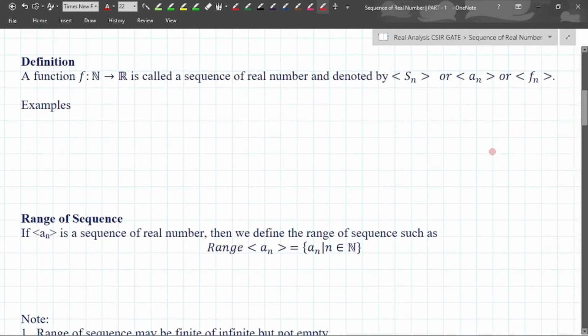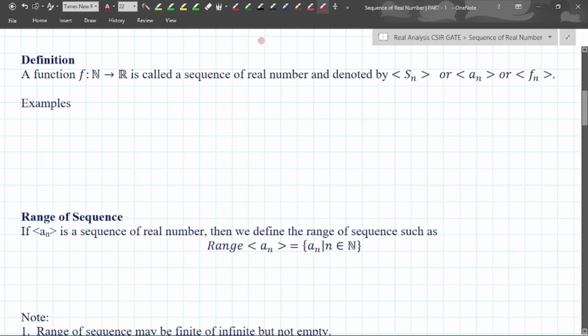Let's start the topic. First of all, we define a function. A function is nothing but a mapping, which we have already discussed in the previous video. So a function from the set of natural numbers to real numbers is called a sequence. My domain will be the natural numbers, starting from n equals 1, and it will map anywhere in the set of real numbers R. It is denoted by Sn, An, and Fn.